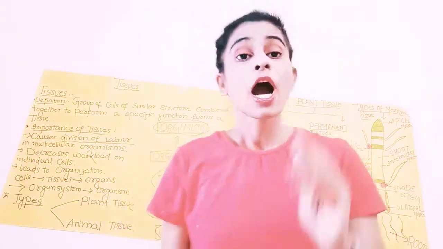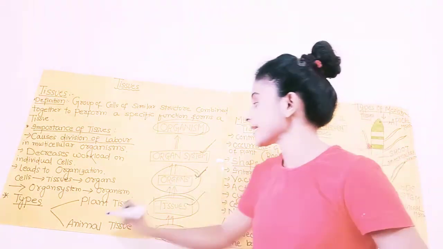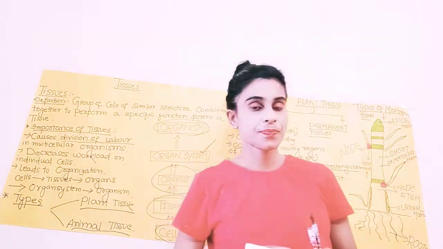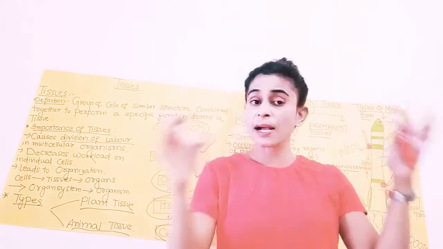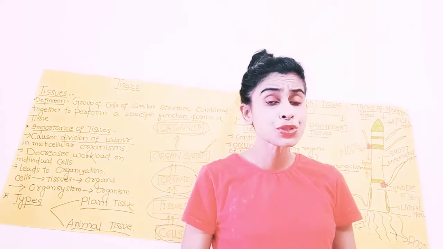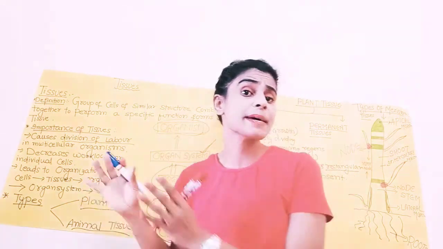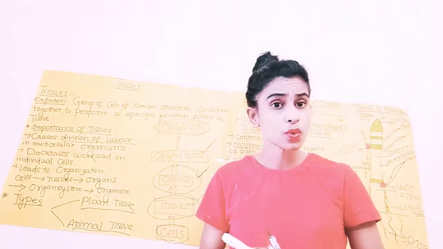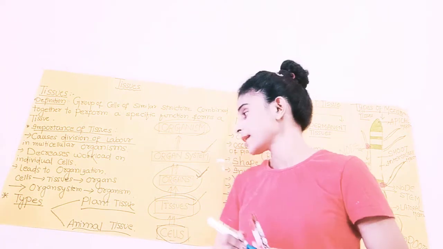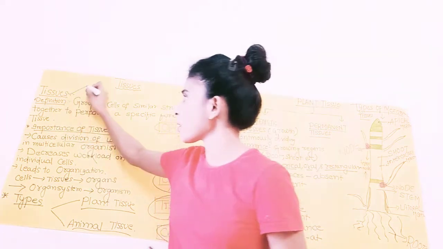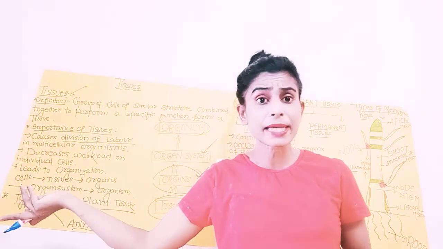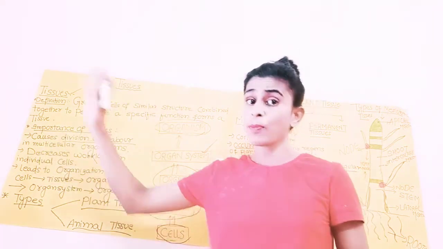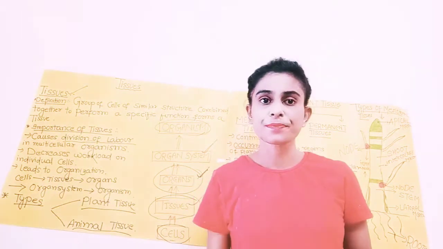How many types of tissues? Plant tissues and animal tissues. Animal cells combine to form animal tissues and plant cells combine to form plant tissues. Understood? First, we have discussed the definition of tissues: a group of cells which are similar in structure and perform a particular function.